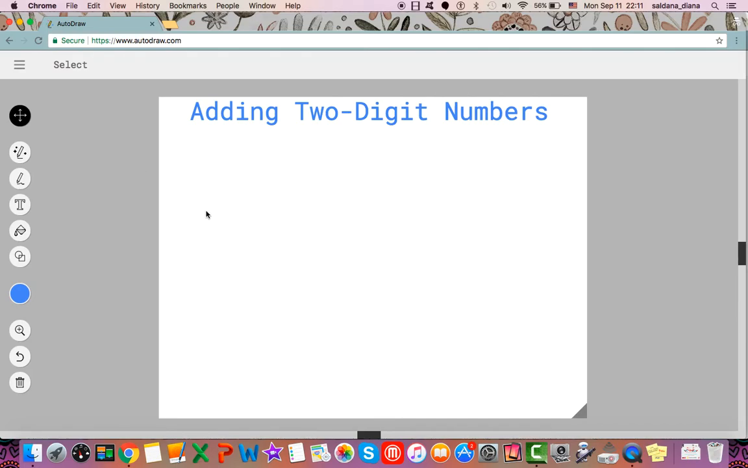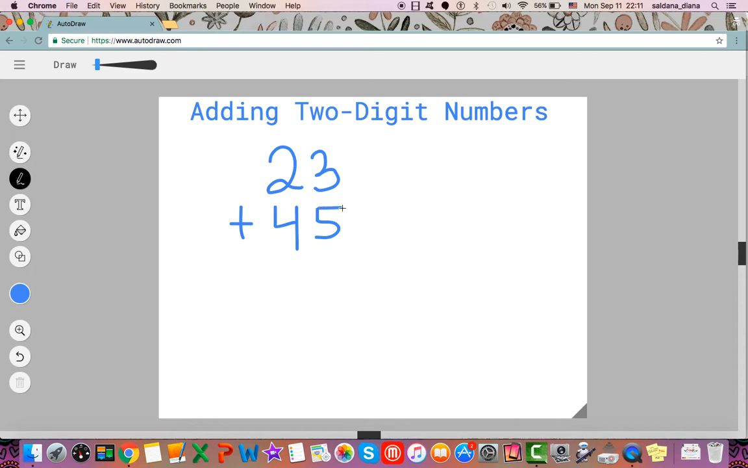Okay, students, in order to add 2-digit numbers, we're going to write one number, 23, plus a second number, 45. So how much does this equal?